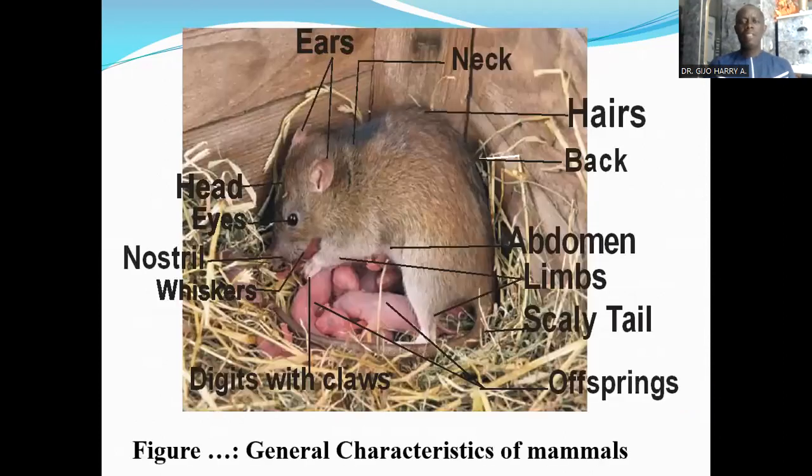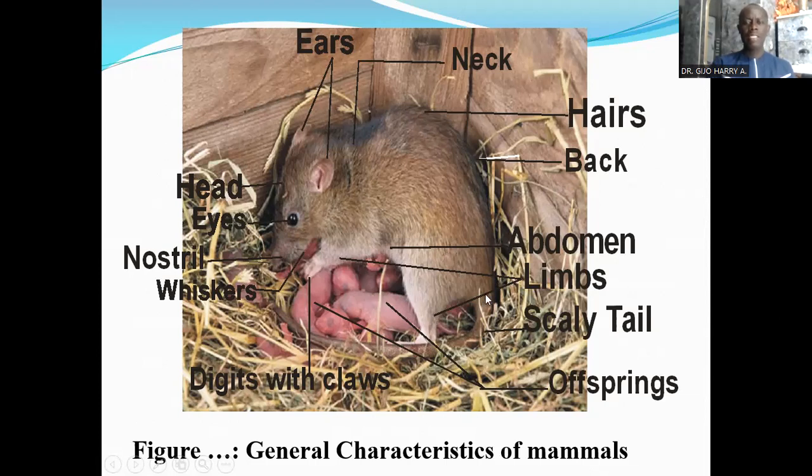Now, this figure helps us to look at the general characteristics of mammals. We have said earlier that mammals possess hairs. Just as it is in this rat, the entire body of this mammal is covered by hairs. The mammals also possess mammary glands. Just as it's shown here, the young ones feed from the mammary glands, the breasts of the parent.